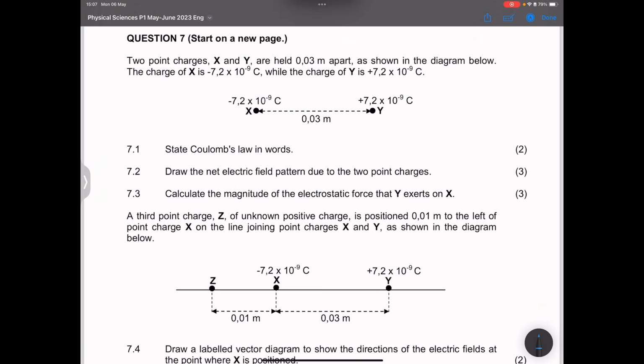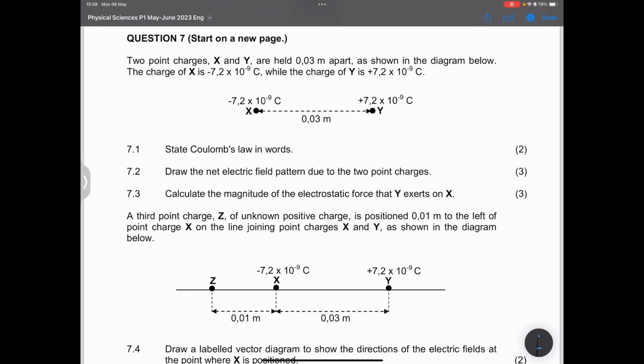Okay, so question 7 says two point charges X and Y are held 0.003 meters apart as shown in the diagram below. The charge on X is negative 7.2 times 10 to the negative 9, while the charge on Y is 7.2 times 10 to the negative 9. They say state Coulomb's law. In words, we know that the electrostatic force between two point charges is directly proportional to the magnitude of their charges and inversely proportional to the square of the distance apart.